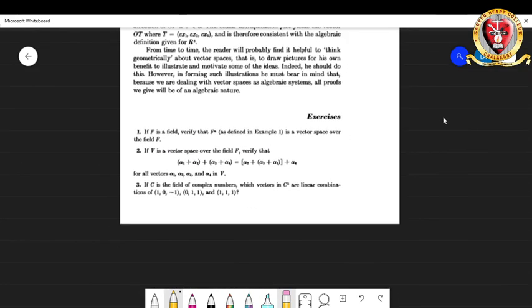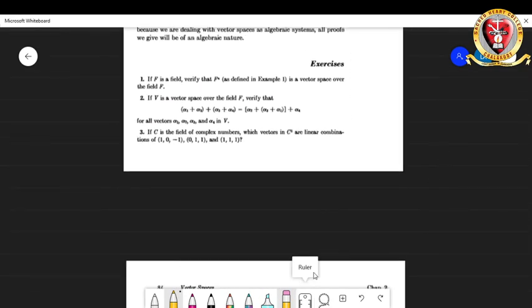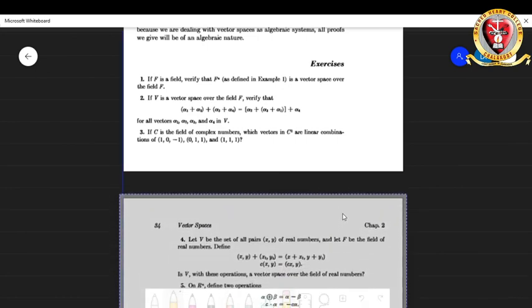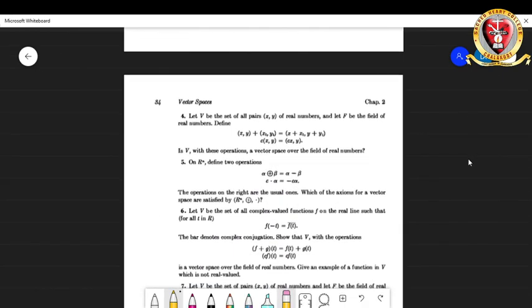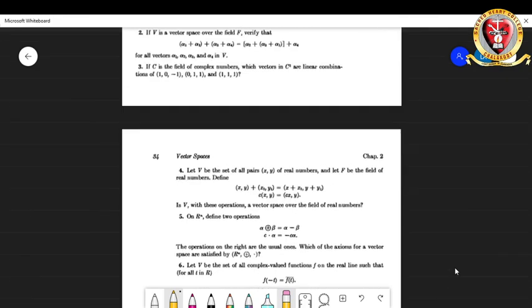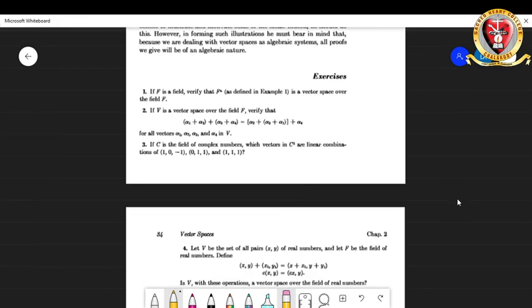And let's start out by doing exercises 1 to 7 of this section.